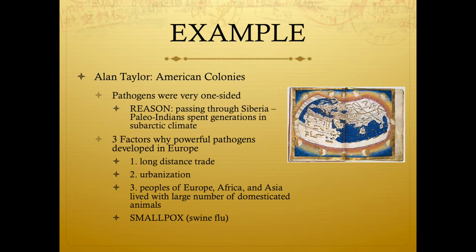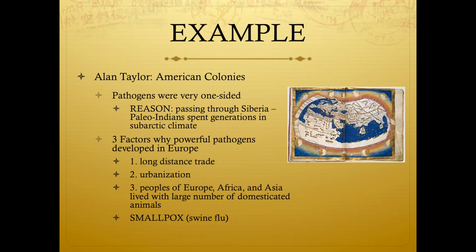Here's an example now. Again, going back to American colonies, we talk about these diseases. Well, why are they so one-sided? Why is it that the Europeans brought over these terrible diseases, wiping out two-thirds or more of the native populations, but the natives did not in turn pass terrible diseases onto the Europeans?